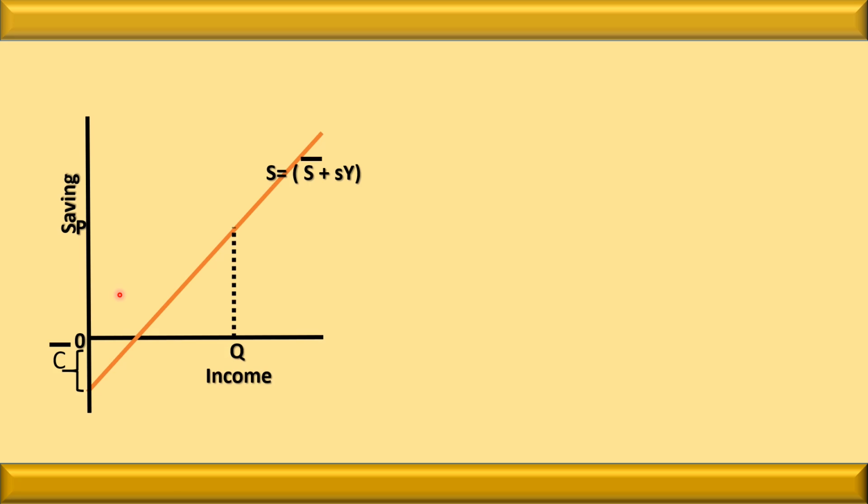Try to understand it through the graph. Listen, what will be the MPS at the point B? To find out the MPS at the point B, we should know what MPS is. The formula to calculate the MPS is change in saving divided by change in income. Here the change in saving is PA and the change in income is Q1Q. Clear? So MPS is equal to PA divided by Q1Q.